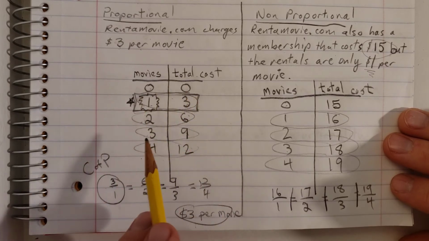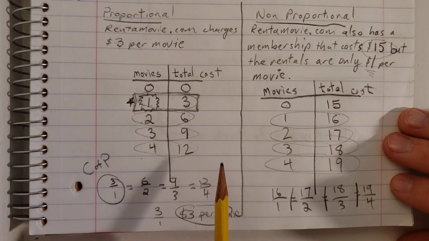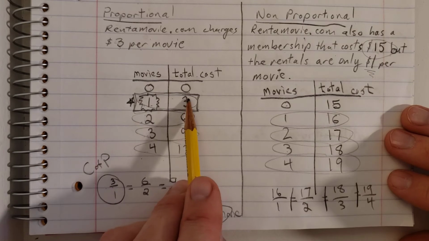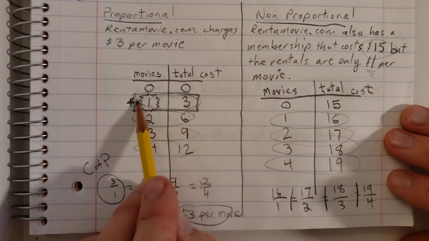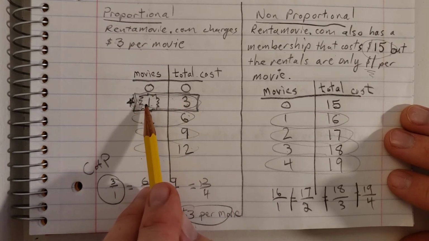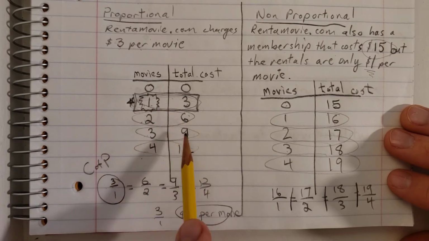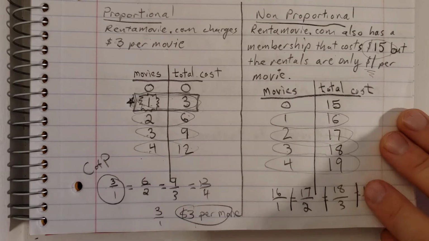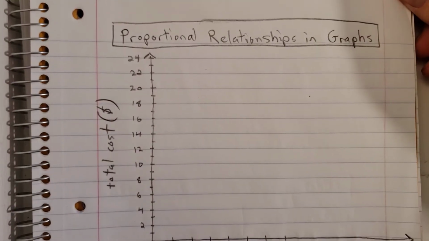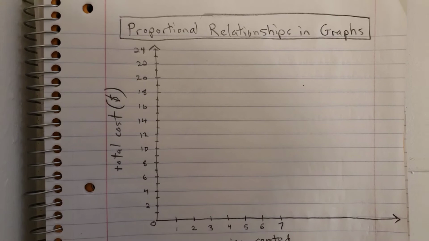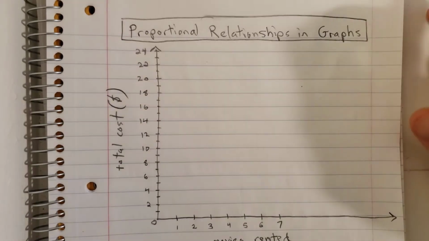So proportional relationship, this is how it looks in a table. You know that this value is always going to be your constant of proportionality. You can also find that KOP, constant of proportionality, by dividing any other pair. You should get the same exact number. So that's review. Now we're going to move on to proportional relationships in graphs. I'm going to just see if I can zoom out just a tad for you guys.